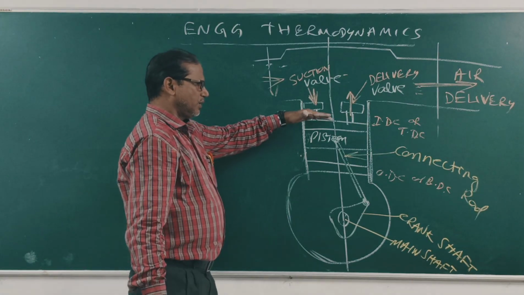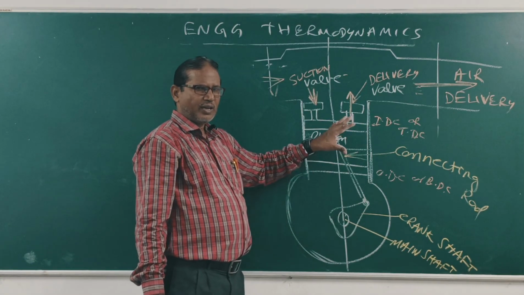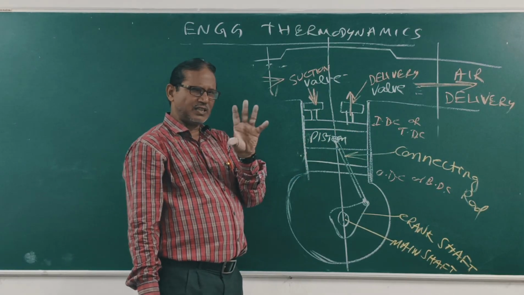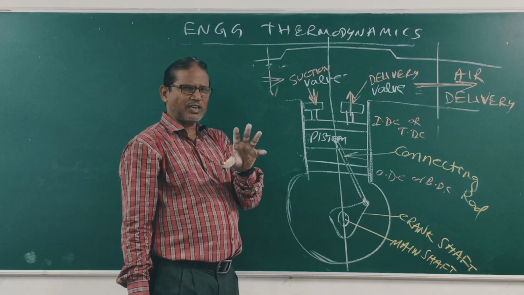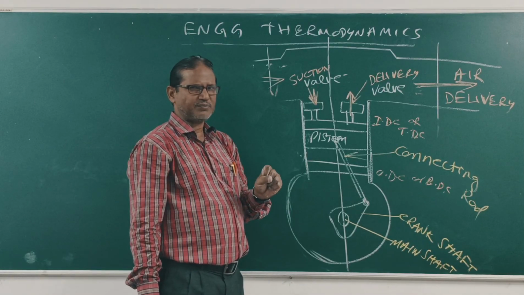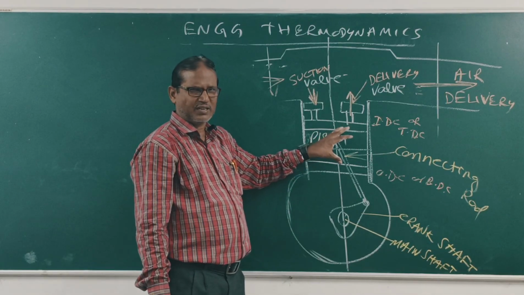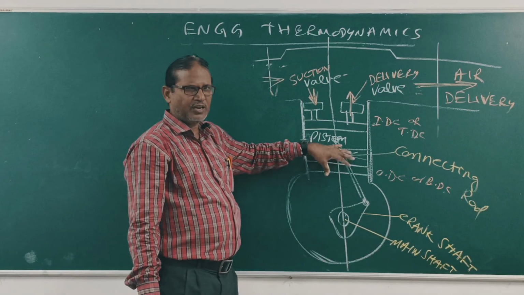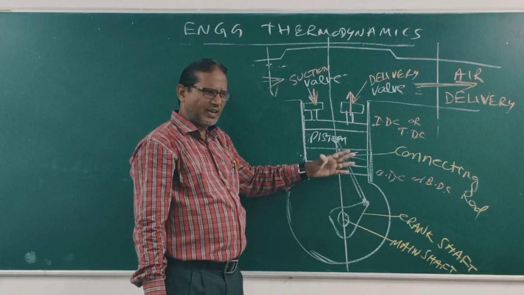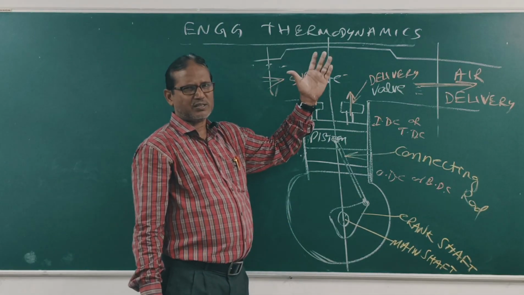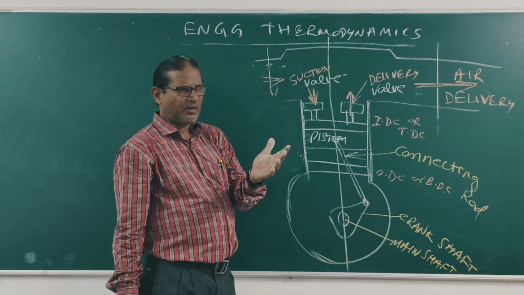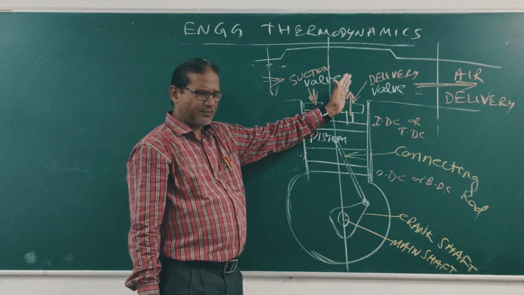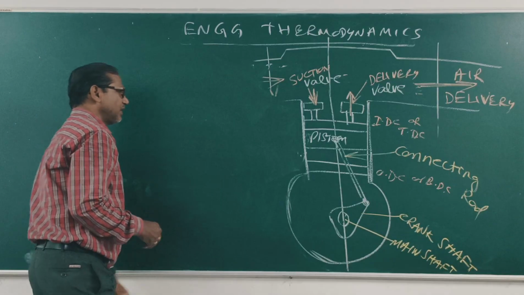Now when the piston moves downward, a gap is left in the cylinder. That means the pressure inside the cylinder falls below the atmospheric pressure. Pressure decreases, so a vacuum is created in the cylinder. So air enters through the suction valve into the cylinder. Again, when the piston moves upwards, its pressure increases and that air will discharge through the delivery valve. Clear?